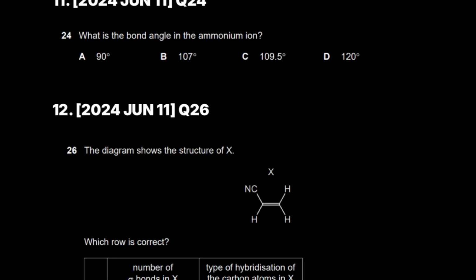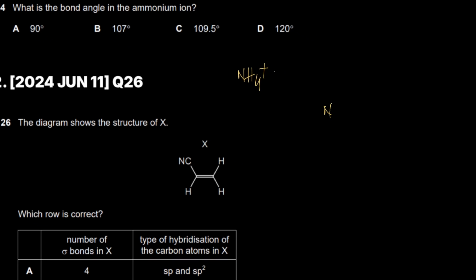What is the bond angle in the ammonium ion? The ammonium ion is the NH4+ ion. What's the bond angle? It's pretty simple. Ammonia gas would have been NH3, and it has a lone pair. How does the ammonium ion form? It just forms a dative bond with the hydrogen ion. So there's this dative bond right here.